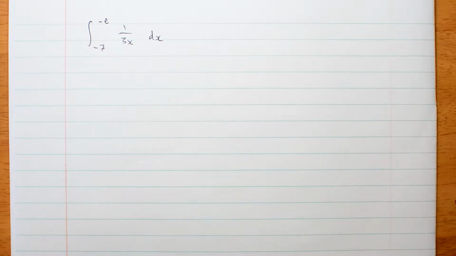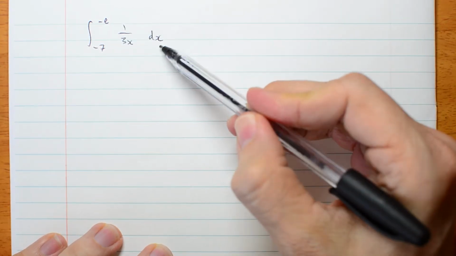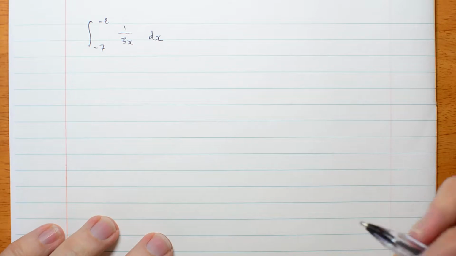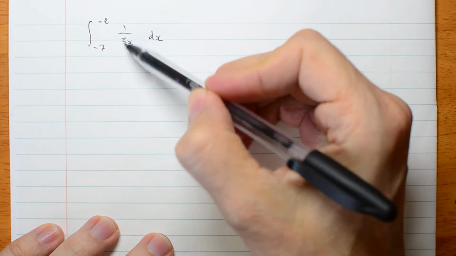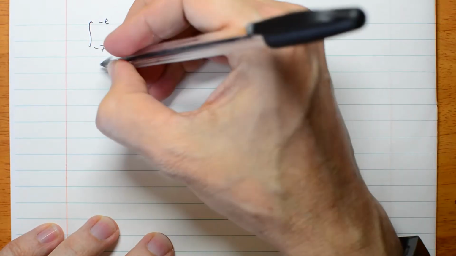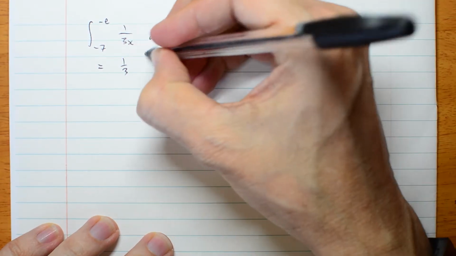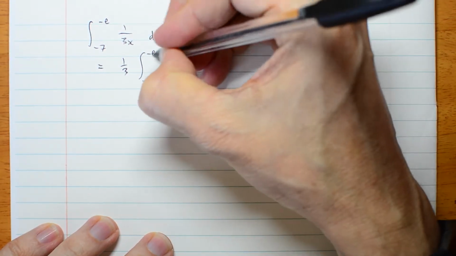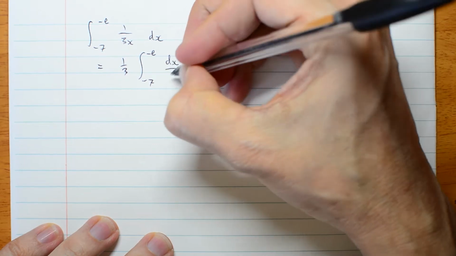What about some definite integrals? The integral from -7 to -e of 1 over 3x dx. Well, the first thing I'm going to do is take that constant 3 out. 1/3 the integral from -7 to -e of dx on x.